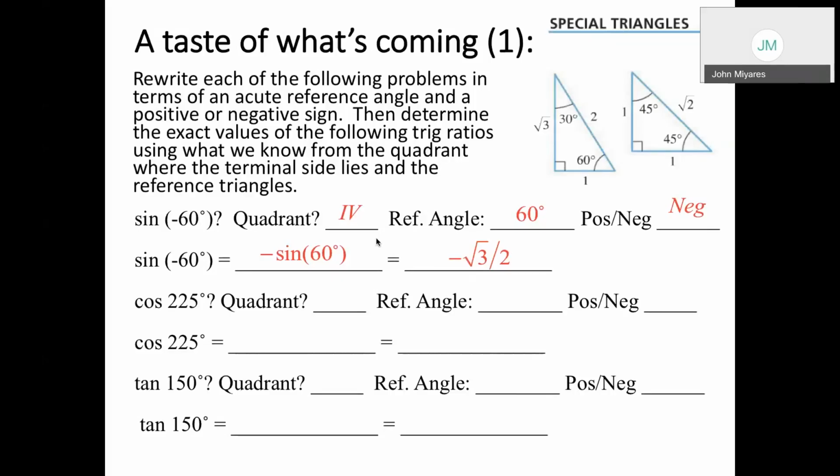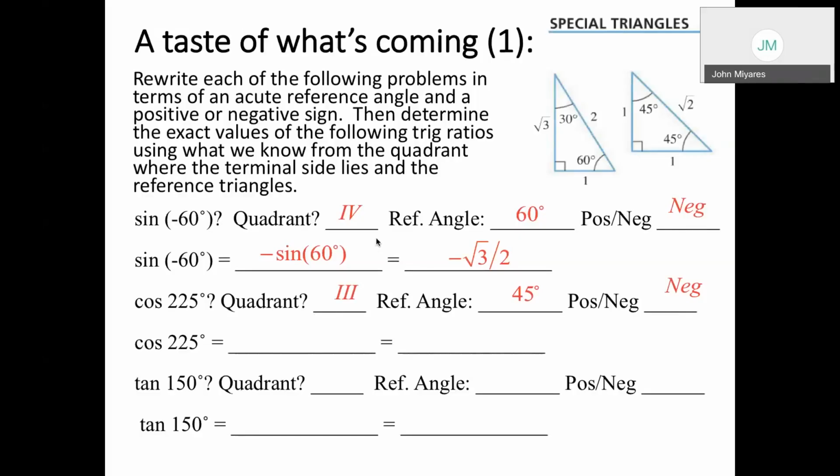Let's try the same idea with the cosine of 225 degrees. 225 degrees will fall in quadrant 3. And the reference angle will be 45 degrees. Cosine in quadrant 3 is negative. Cosine is positive in quadrants 1 and 4. It will be negative in quadrants 2 and 3.